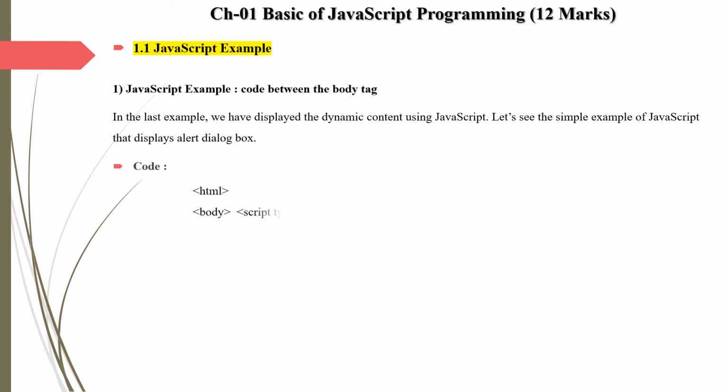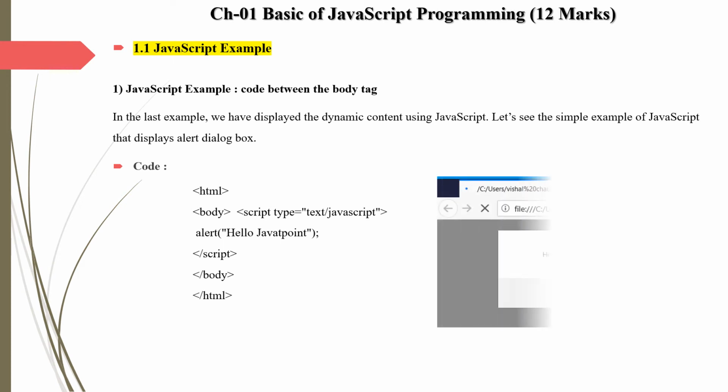So the code for this: first we define HTML, then body. Inside the body tag we create a script tag. First we define the type, then we create one alert box by the method alert, and in alert we pass "hello Javatpoint". Then we close the script tag, then close the body tag, and lastly close the HTML tag.